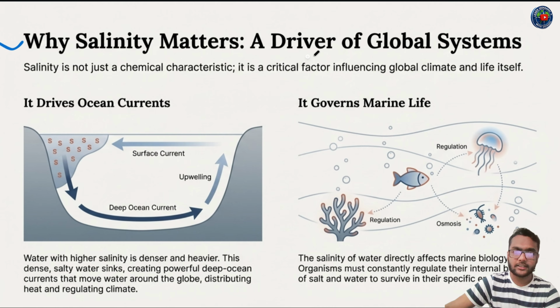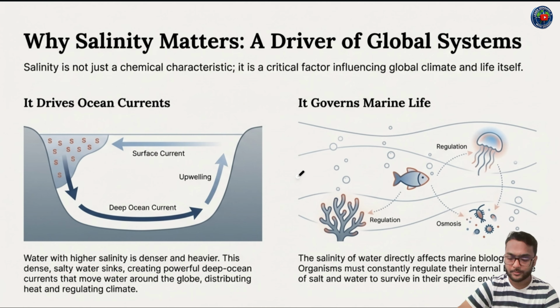Why salinity matters: a driver of global systems. Salinity is not just a chemical characteristic, it is a critical factor influencing global climate and life itself. It drives ocean currents. Water with higher salinity is denser and heavier. This dense salty water sinks, creating powerful deep ocean currents that move water around the globe, distributing heat and regulating climate. Then it governs marine life. The salinity of water directly affects marine biology. Organisms must constantly regulate their internal balance of salt and water to survive in their specific environment.